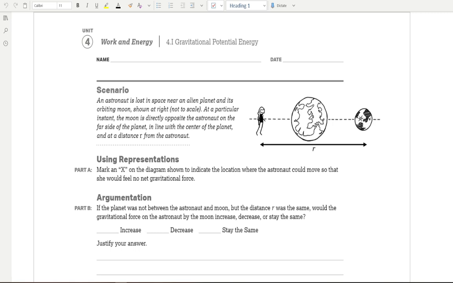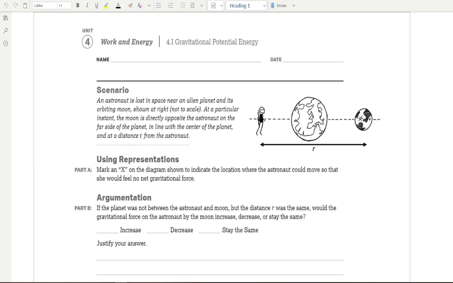Okay, AP Physics. This is going to be Unit 4, Work and Energy, the student workbook 4.I, Gravitational Potential Energy. Scenario goes as follows. An astronaut is lost in space near an alien planet and its orbiting moon, shown at the right, not to scale. At a particular instant, the moon is directly opposite the astronaut on the far side of the planet, in line with the center of the planet and at a distance r from the astronaut.